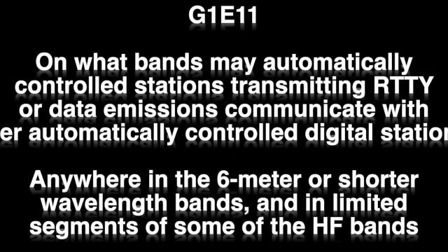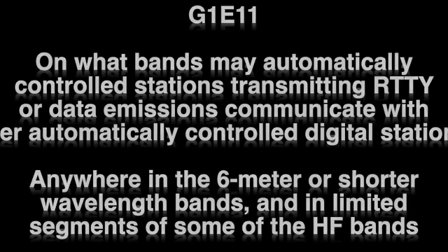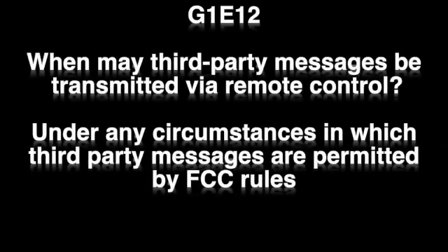G1E11. On what bands may automatically controlled stations transmitting RTTY or data emissions communicate with other automatically controlled digital stations? Anywhere in the 6-meter or shorter wavelength bands, and in limited segments of some of the HF bands. G1E12. When may third-party messages be transmitted via remote control? Under any circumstances in which third-party messages are permitted by FCC rules.